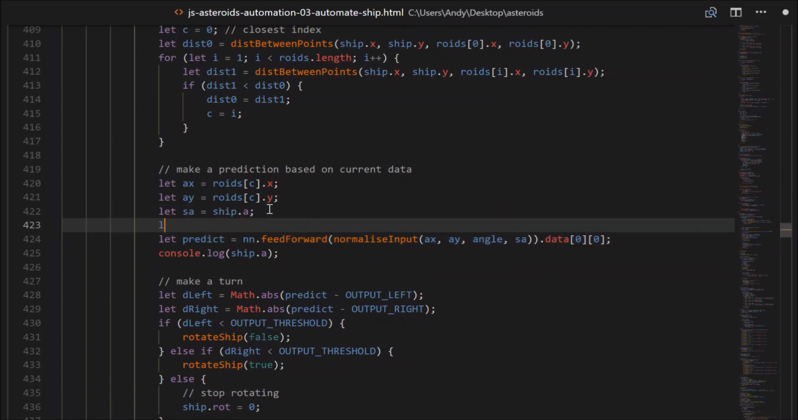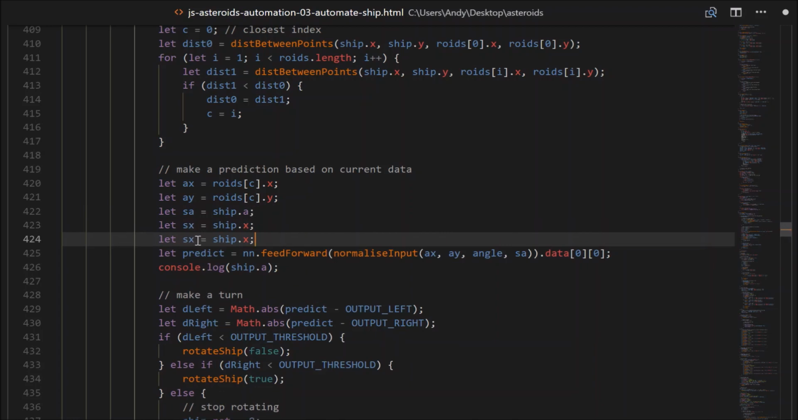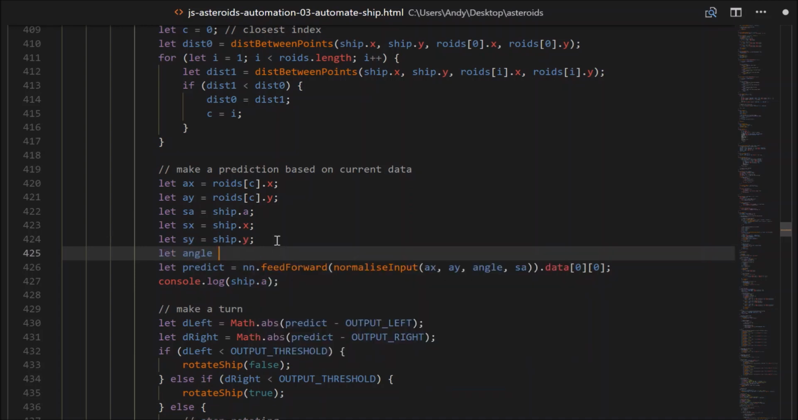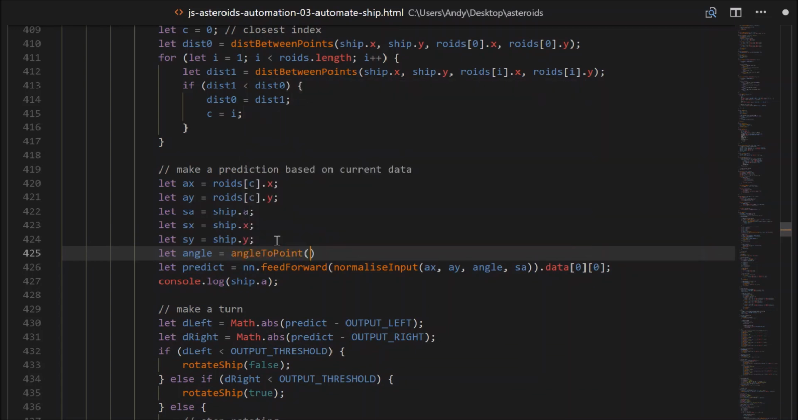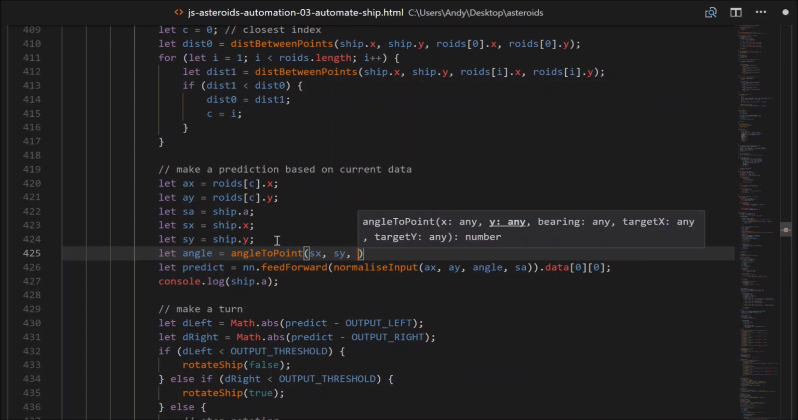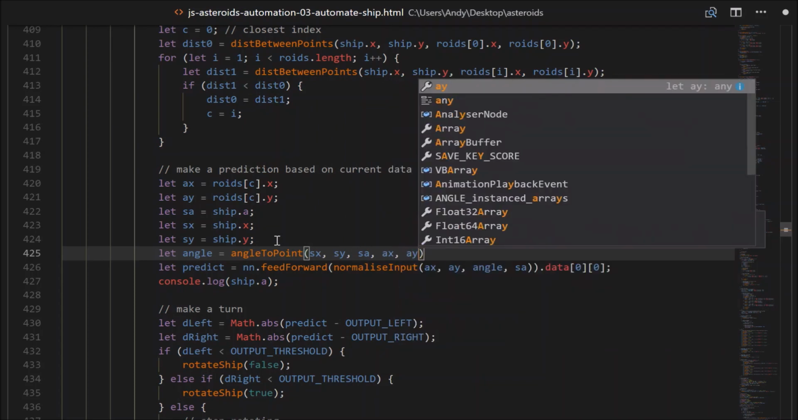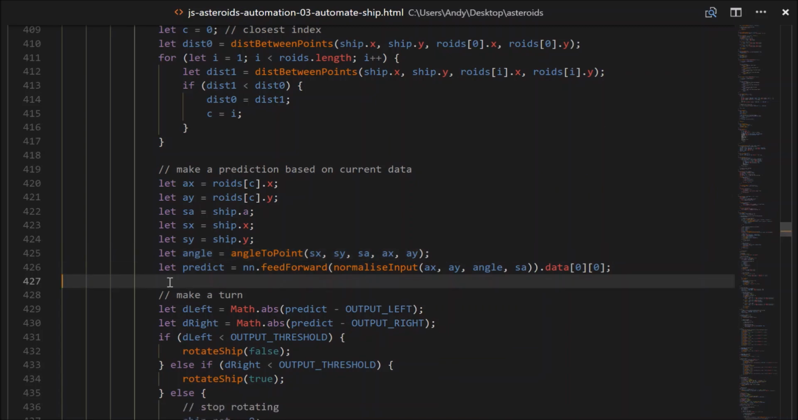So what do we need to know for that? We need to know the ship's x and y coordinates. So Sx will equal ship.x. You don't really have to do this, but it's just to make it clear. Sy will equal ship.y. And let angle equal angle to point. Now what does it take? X and y, which is the ship x and the ship y, the bearing, which is the ship's angle, and the target x and y, which is the asteroid's x and y. And then we'll pass that in through our feed forward function to get a prediction. I don't think we need to log this prediction anymore. Let's take a look at that.